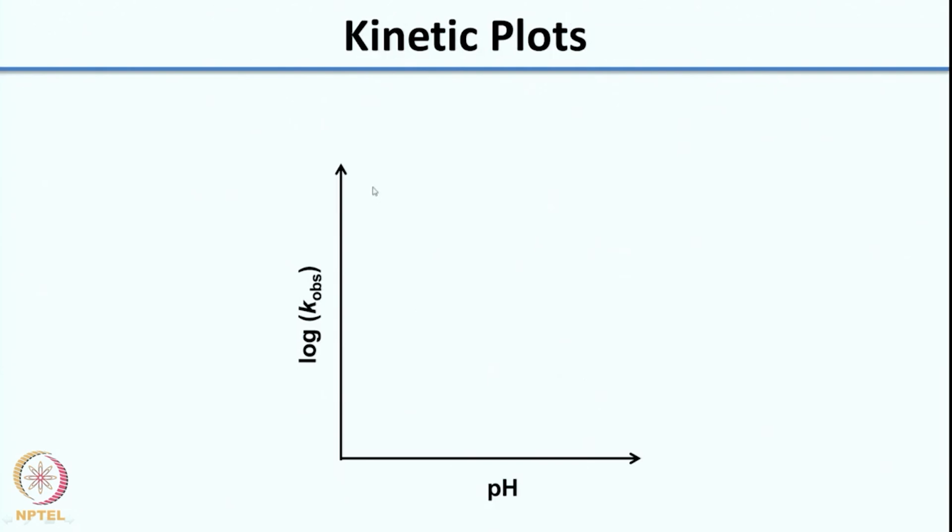So, here if you were to plot log of K observed versus pH, what do you think the plot will look like? We have already seen in the previous two classes what the plot will look like in the case of a general acid and a general base. Now, you need to figure out what the kinetic plot will look like when you have both of these together.